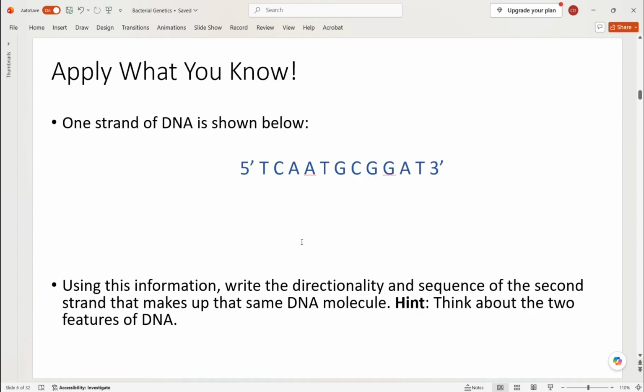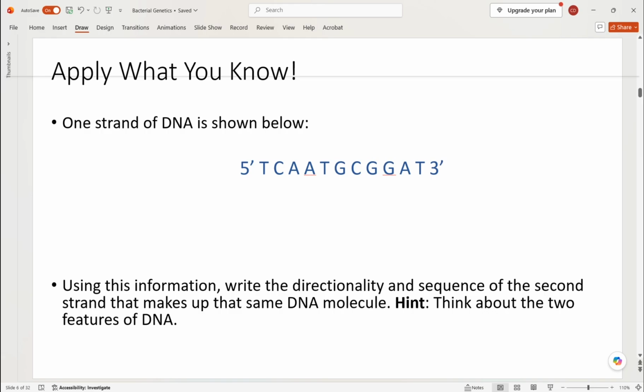So now that I explained that to you, but also kind of distracted you from what we had been focusing on, which was the two features of DNA, I want you to apply it because this is really going to help us set the stage for the videos on DNA replication. So let me get my pen ready. In this case, I am giving you one strand of nucleotides. One of the strands of DNA is shown below. It is the 5' to 3' strand, and here's the sequence of nucleotides. I'm asking you to give me the directionality and sequence of the other strand.